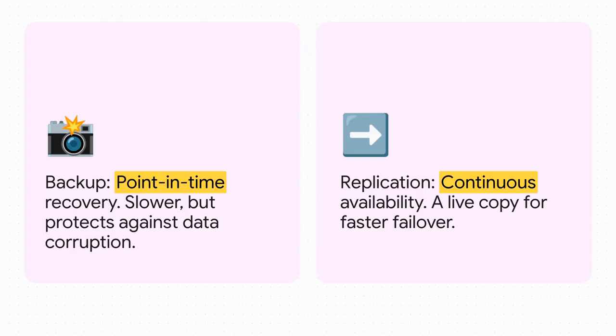On one hand, you've got a backup. Think of it as a snapshot in time. It's fantastic for recovering from something like data corruption, but restoring from it, well, it can be slow. And that directly impacts your recovery time objective, or RTO. Replication, on the other hand, it's a live running copy. It gives you a much, much faster RTO, but it might not save you from data corruption if that bad data gets replicated. And that's where your recovery point objective, or RPO, comes into play. Basically, how much data can you actually afford to lose?